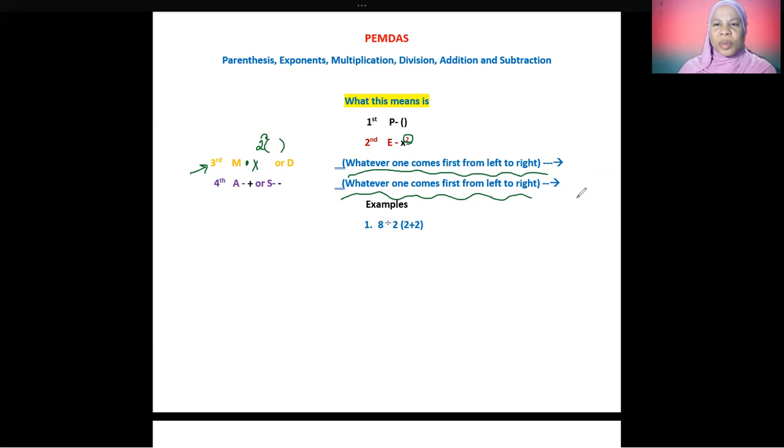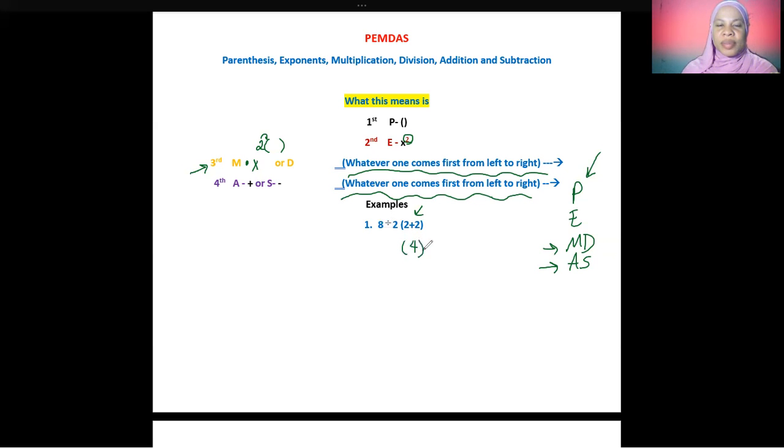What should we do? We have parentheses, exponents, multiplication or division, addition or subtraction, whatever one comes first from left to right. So this right here will be a good setup to remember. There's a P, an E, an MD, and an AS, okay? All right, now, when we look through this problem, I do see parentheses. Woohoo! My parentheses are right here. So I'm going to work inside of the parentheses. So 2 plus 2 is, right, 4.